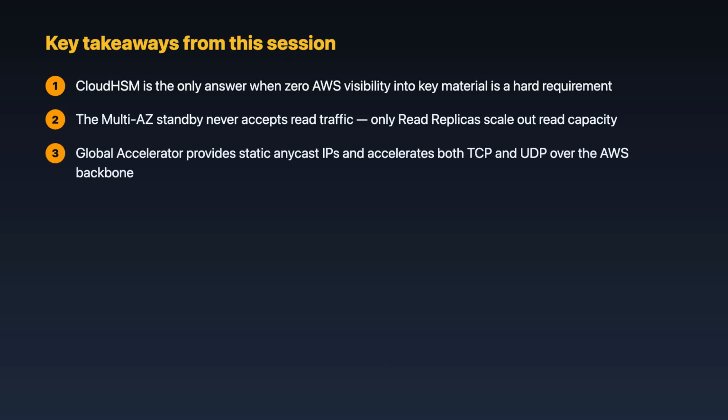Three takeaways from this session. First, CloudHSM is the only answer when zero AWS visibility into key material is a hard requirement. Second, the multi-AZ standby never accepts read traffic, only read replicas scale out read capacity. Third, Global Accelerator provides static anycast IPs and accelerates both TCP and UDP over the AWS backbone.